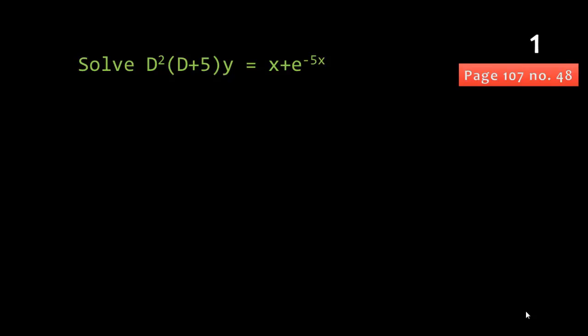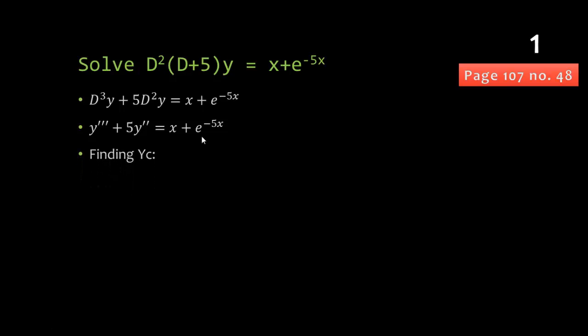Our first problem is we need to solve D squared times the quantity D plus 5, y, is equal to x plus e to the negative 5x. We multiply this out and we have D cubed y plus 5D squared y is equal to x plus e to the negative 5x. This could be written as y triple prime plus 5y double prime is equal to x plus e to the negative 5x.